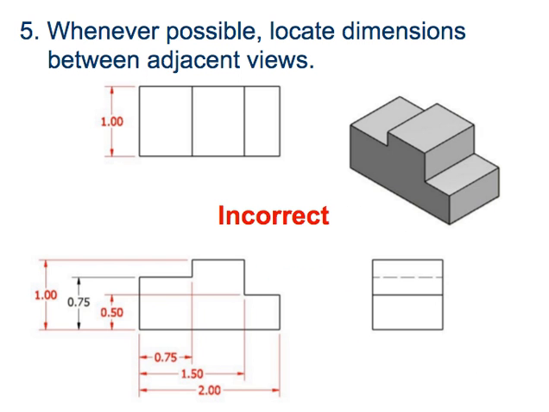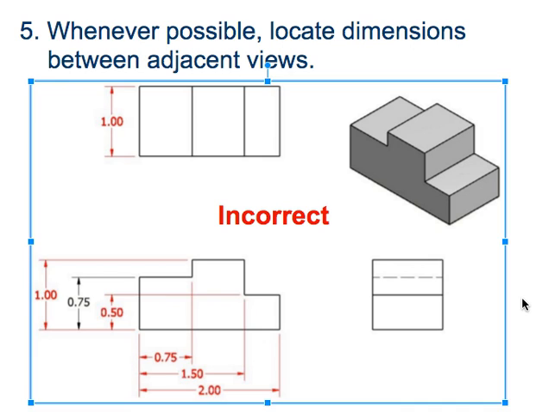Number 5, whenever possible, locate dimensions between adjacent views. What that means is, as you can see on this view over here, all of my dimension lines are on the outside of my orthographic sketch. What we mean is that these dimensions, instead of being on this side, you need to move in between adjacent views.